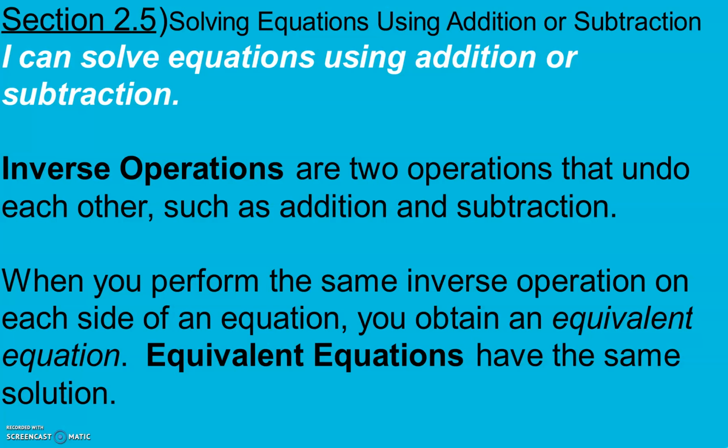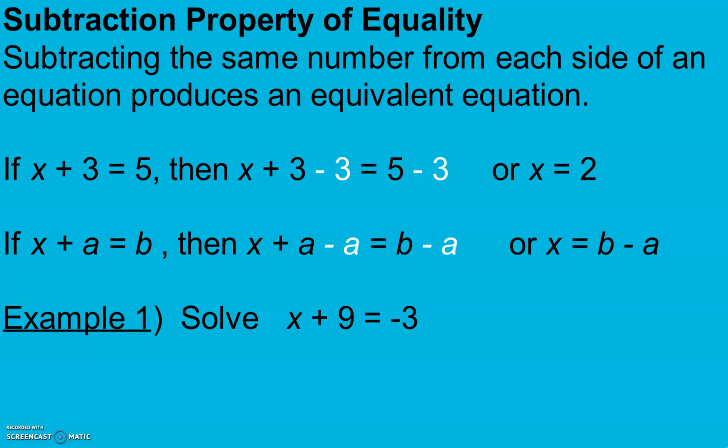When you perform the same inverse operation on each side of an equation, you obtain an equivalent equation. Equivalent equations have the same solution. Our subtraction property of equality says that we can subtract the same number from each side of an equation to produce an equivalent equation. So, in our first one here, I have x plus 3 equals 5.